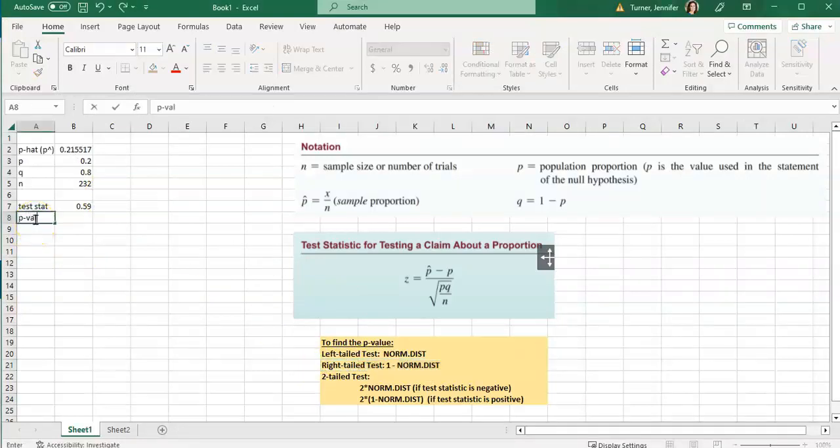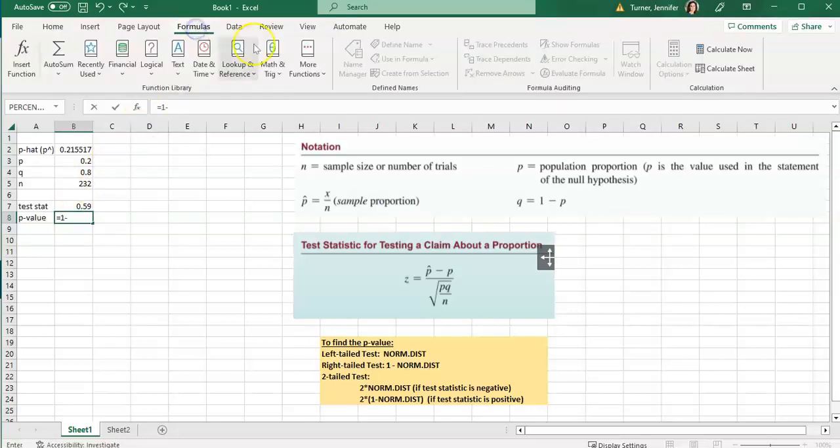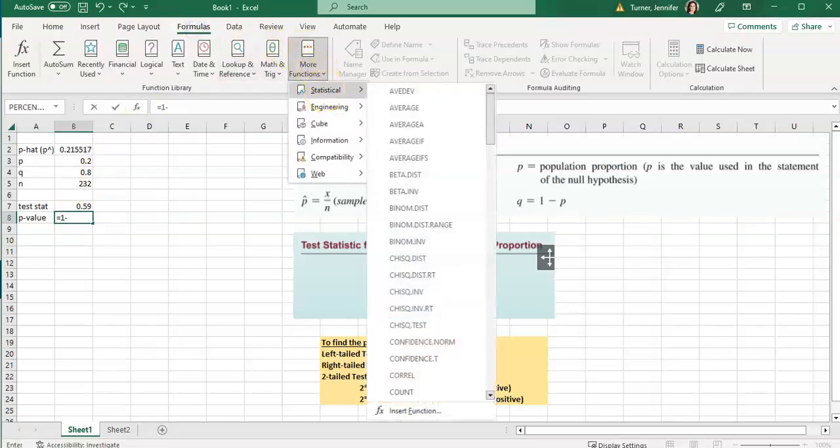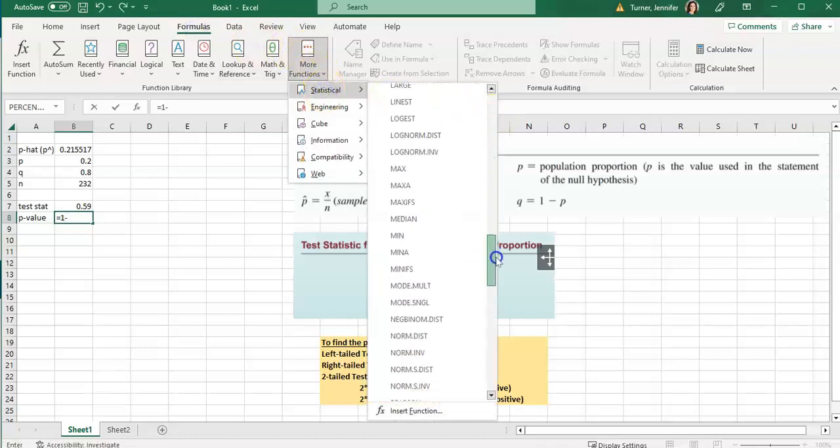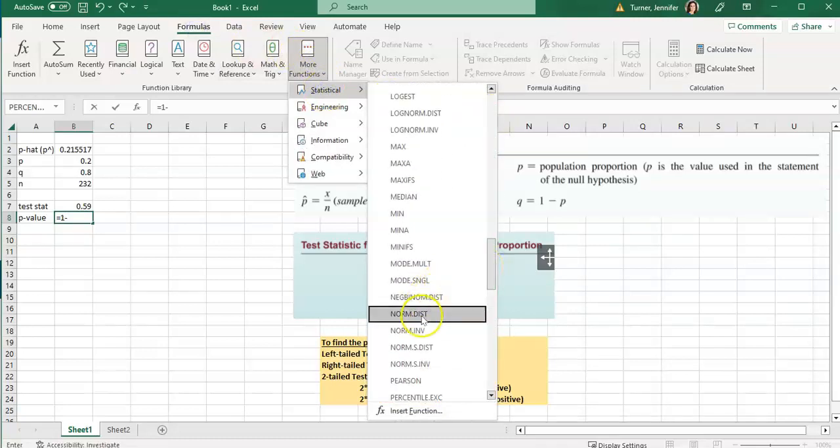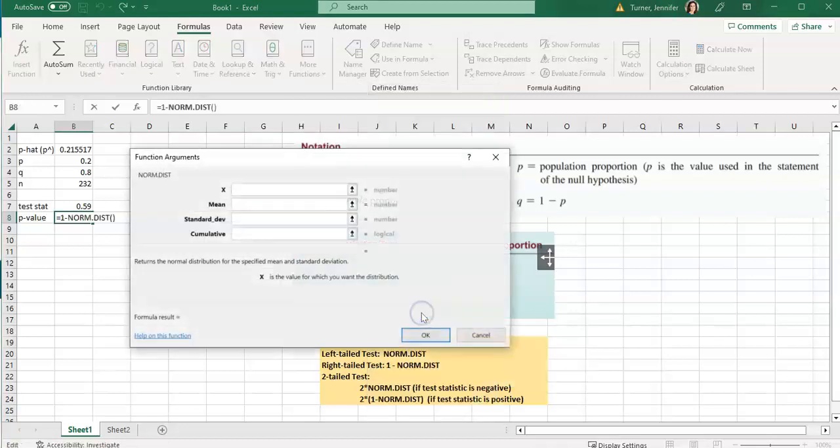So for the p-value, we're going to start a formula and go 1 minus. You can type norm-dist right here, or you can go up to formulas, more functions, statistical, and down to the N section and find the norm-dist function right here. The first thing the function wants to know is what is the x? The x in this case is going to be the test statistic. So we can just click right there on the test statistic that we found earlier.